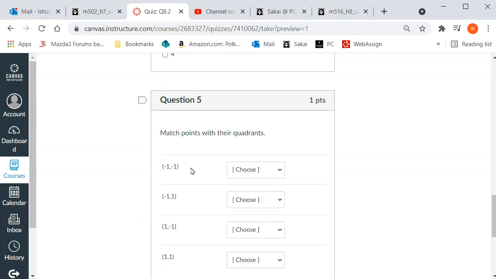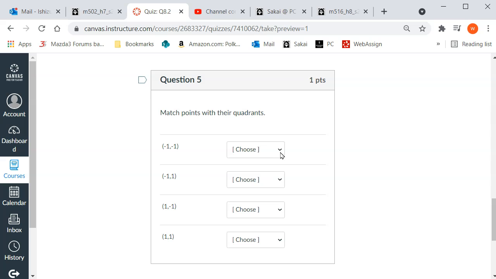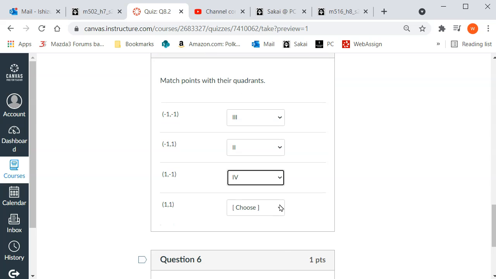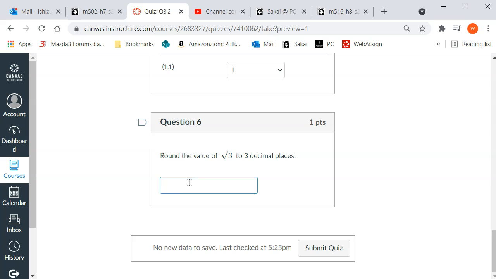And this is going to be -1, -1 is in the third quadrant. -1, +1 is in the second quadrant. +1, -1 is in the fourth quadrant. And +1, +1 is in the first quadrant. So this is 1.732. I'm going to be a little bit off by putting 1. Hopefully this will accept it.